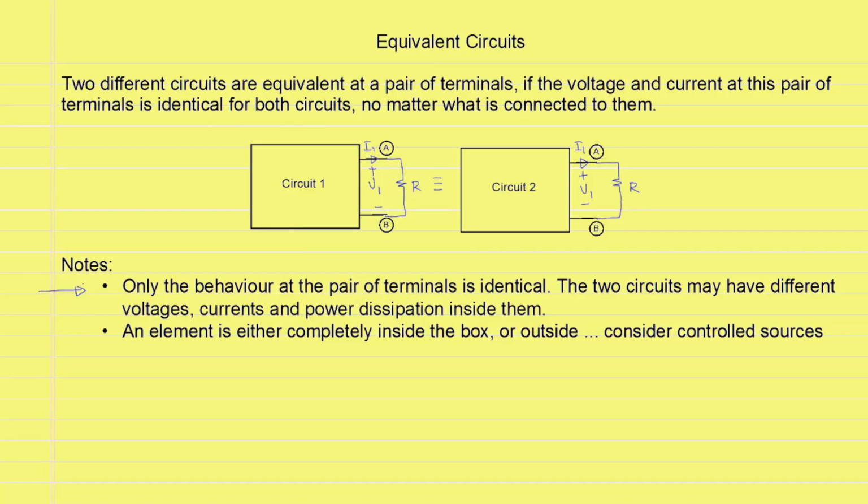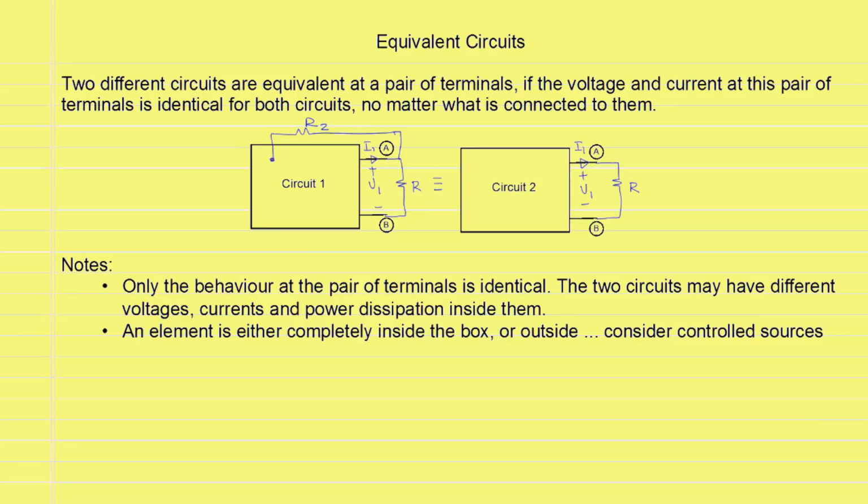The first property is that only the behavior at the pair of terminals is identical. The two circuits may have different voltages, currents, and power dissipation inside them. The second property is that an element is either completely inside the box or outside the box as shown above for both circuits. For example, we cannot have a resistor connected from inside of circuit 1 and then connected to the outside of that box.